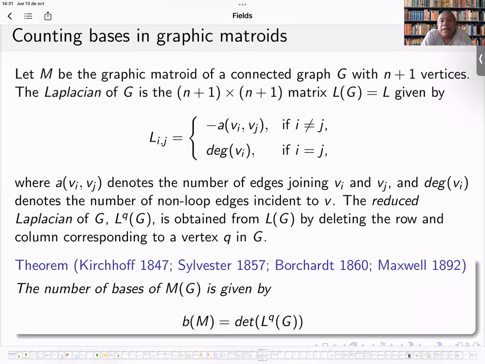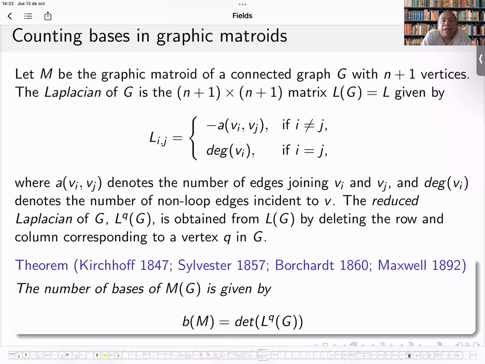So the Laplacian is the integer matrix of n plus one times n plus one, and is defined in the following way. In the diagonal, in the entry i, you get the degree of the vertex vi. The vertices are labeled from one to n plus one. And off the diagonal, in the entry ij, you get minus the number of edges joining vi and vj. By the way, I'm taking out the loops for the Laplacian. So the degree will be for a graph without the loops, or you would put the degree minus the loops, so you take out two for every loop.